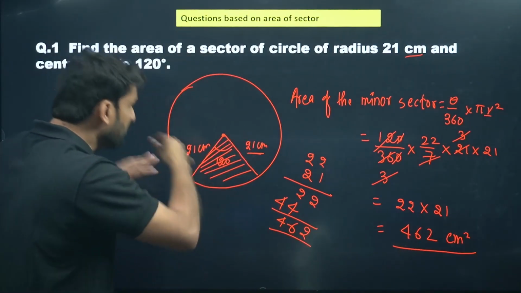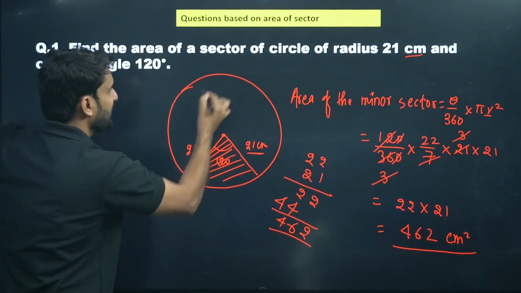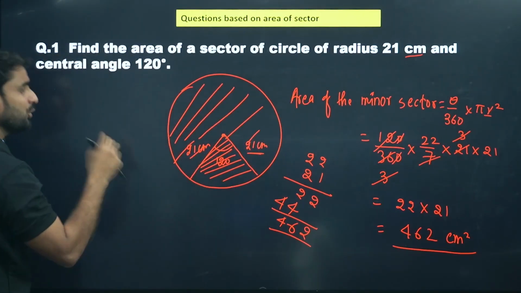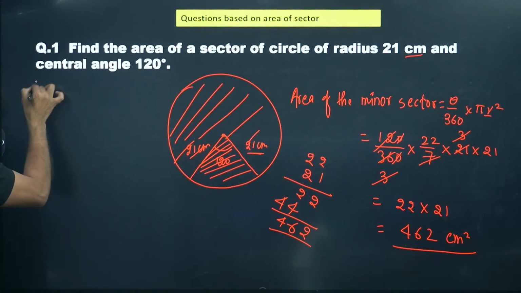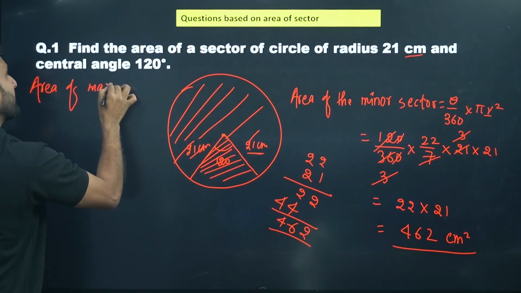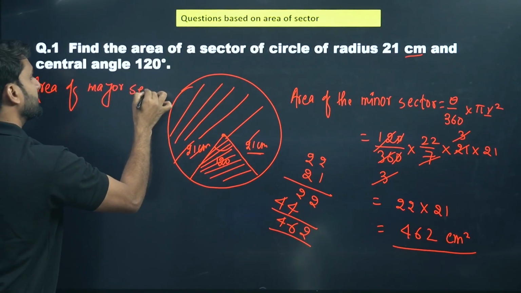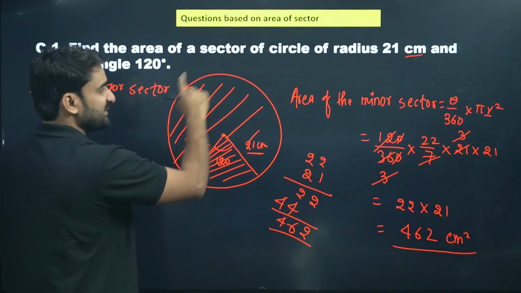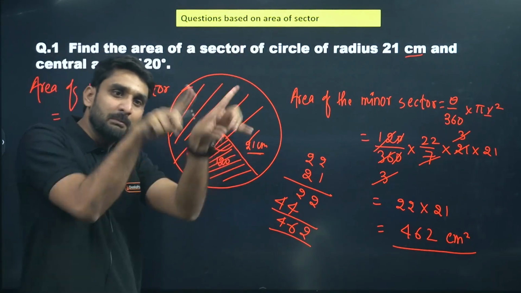And in this same question, I am going to calculate the area of this also. This is the major sector. How can we calculate the area of this? So what do you have to do to calculate the area of the major sector? You just need to subtract the area of this portion from the complete area of the circle.